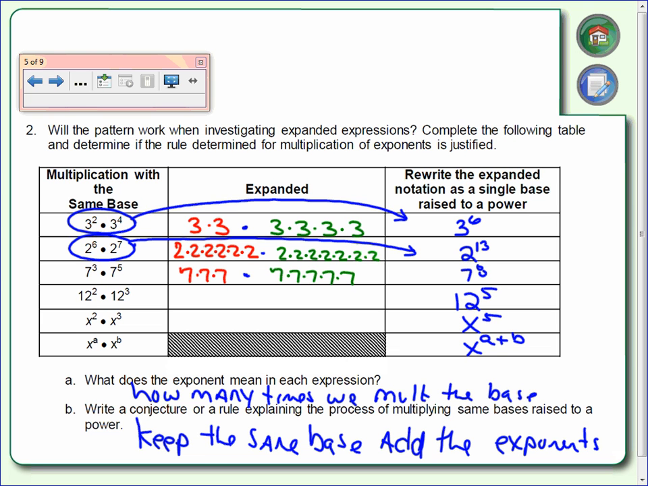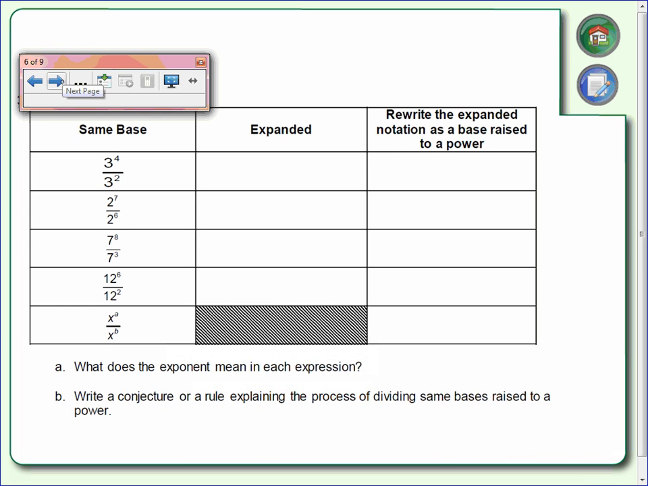So this is what we just found. This was our little shortcut. We don't want to write out all the 3's and all the 2's. That's too much work. So we're going to go straight to the answer. All we need to keep in mind is we'll keep the base, then we'll add up the 2 exponents. That's our little shortcut. That's our rule. That's going to be our conjecture, our law. All right, let's keep going here.